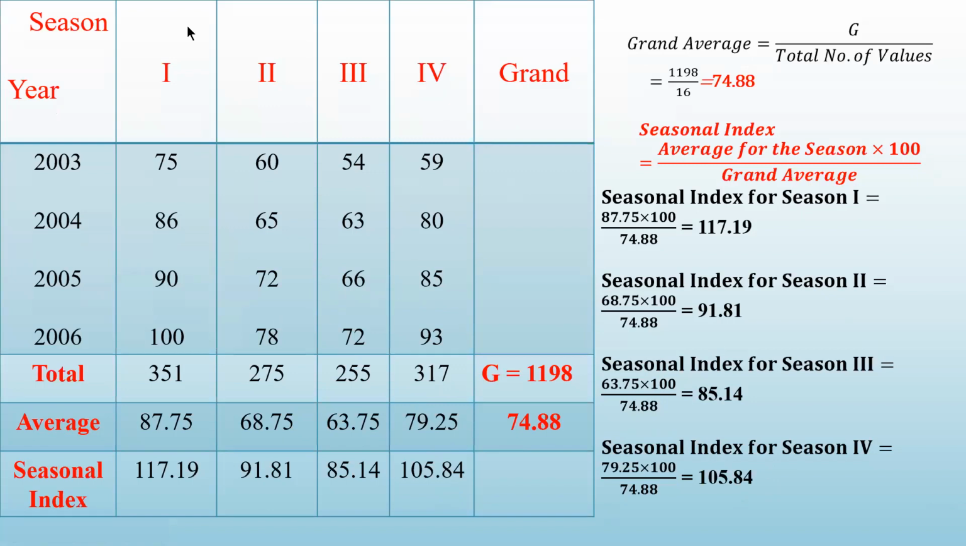So what you have to do? First take the sum of each column, that is total. Then take the average, divide by total number of values which you have added. Take the grand sum. Grand sum is the sum of all these numbers. Then take the grand average. So divide the grand sum by all total values. So these are 16 in number. So we have divided by 16. Once you have obtained the average and the grand average, apply the formula to calculate the seasonal indices. Seasonal index for the season is average of that season divided by grand average into 100. So in this way, you can calculate the seasonal indices.